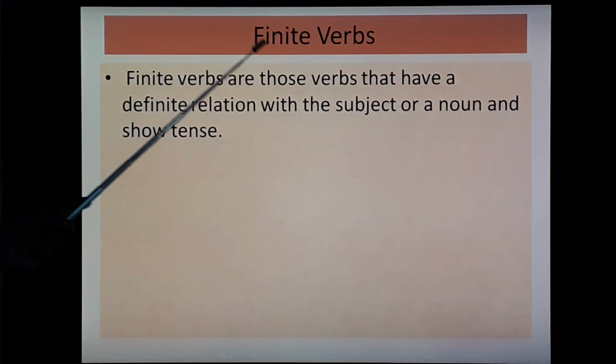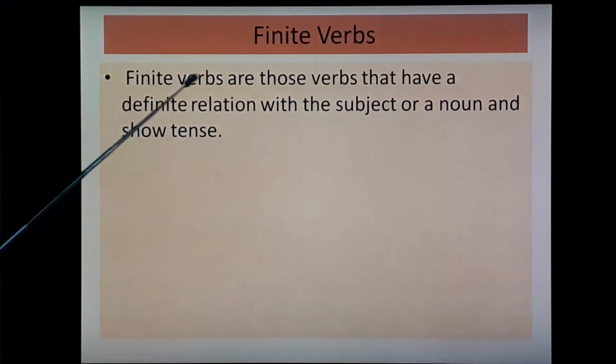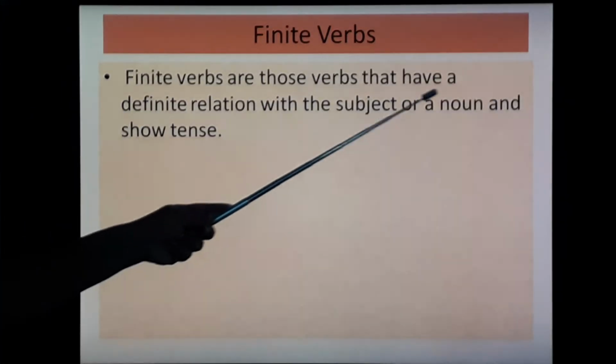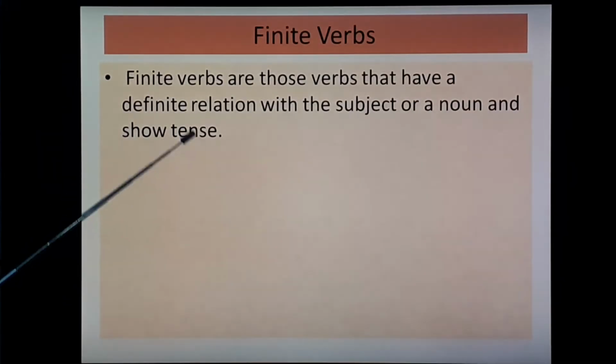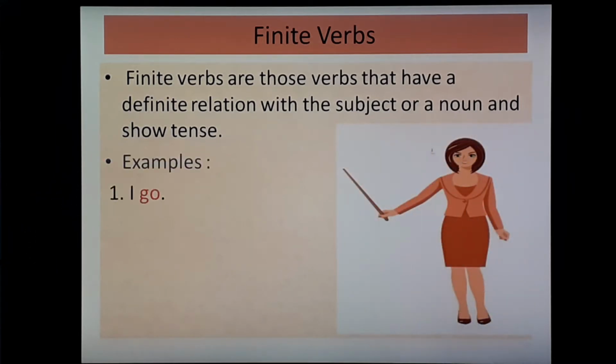First of all, we will see finite verbs. Finite verbs are those verbs that have a definite relation with the subject or a noun and show the tense. It means when you use finite verb, it shows tense. For example, first, I go. Go, it shows tense, simple present tense. She goes, that is finite verb because it shows tense and it has a definite relation with the subject, that is she.